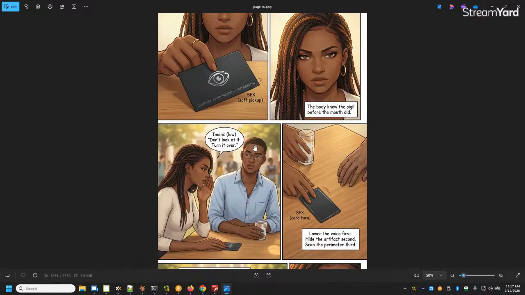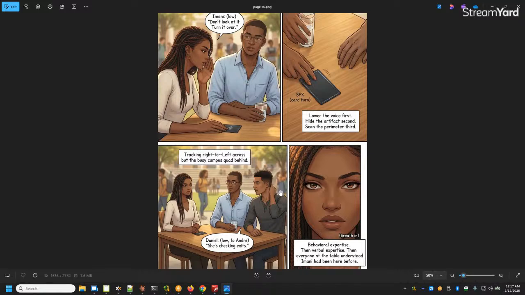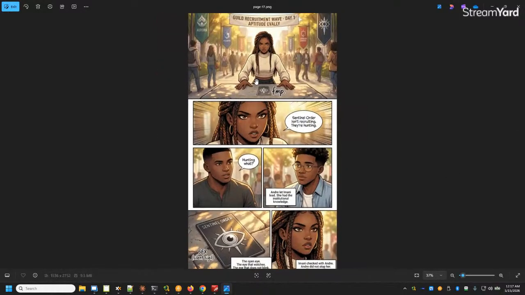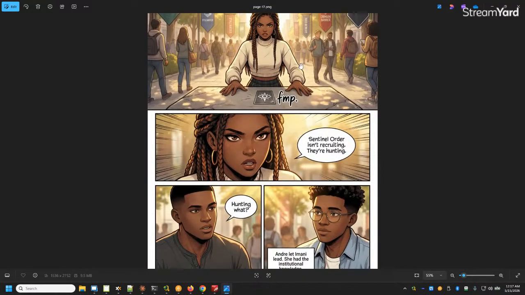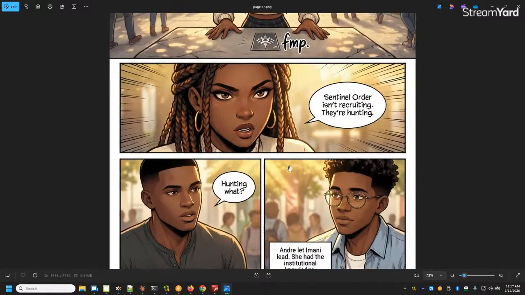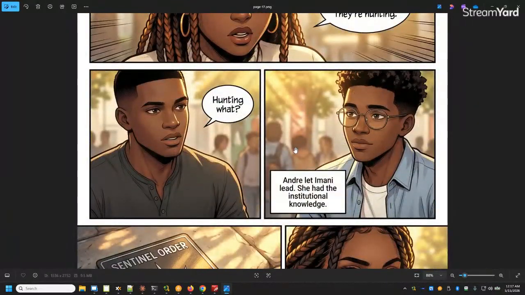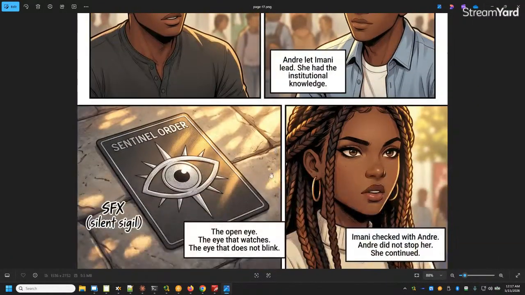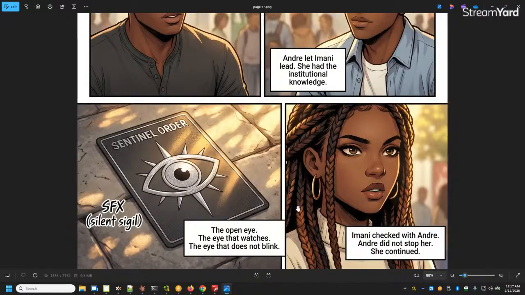Monty, low. Don't look at it. Turn it over. Lower the first voice. She's checking exits. Behavioral expertise and verbal expertise, and everyone at the table understood. Imani had been here before. Okay. All right. Sentinel Order isn't recruiting, they're hunting. Hunting what? Angela, Monty, lead. She had the institutional knowledge. The eye opening, the open eye, the eye that watches, the eye that does not blink.